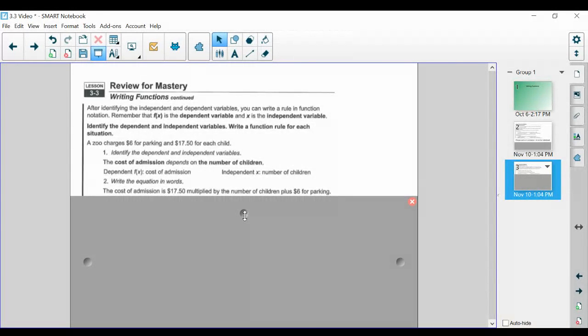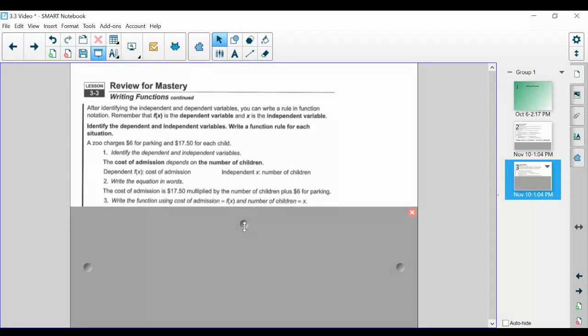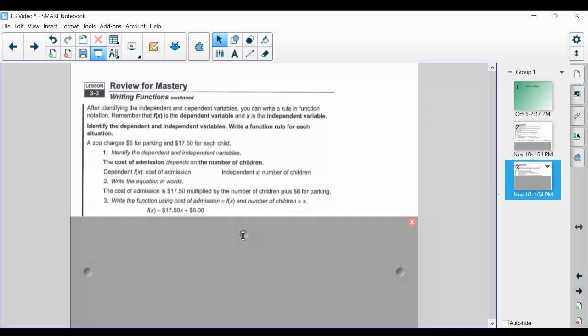So we're going to write that in words. The cost of admission is $17.50 multiplied by the number of children plus $6 for parking. If you bring one child or you bring 10 children and it's in one vehicle, it's $6 to park that vehicle, regardless of the number of children that you have with you. So we're now going to write a function using the cost of admission and the number of children. So the number of children, again, is the independent variable.